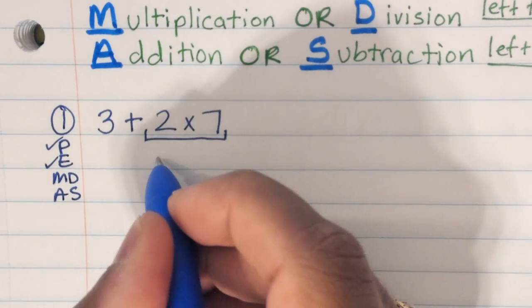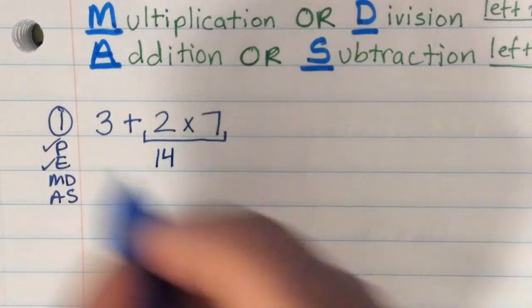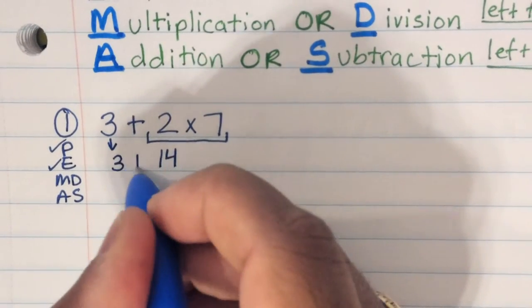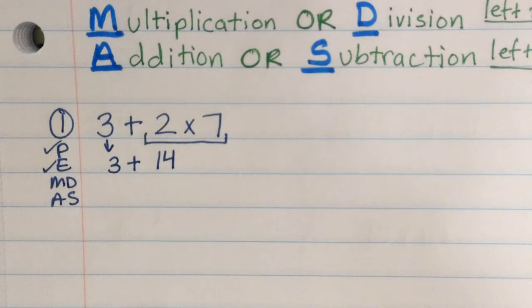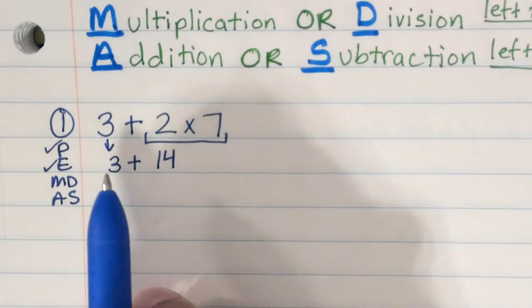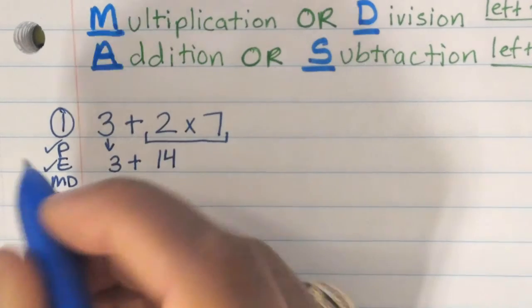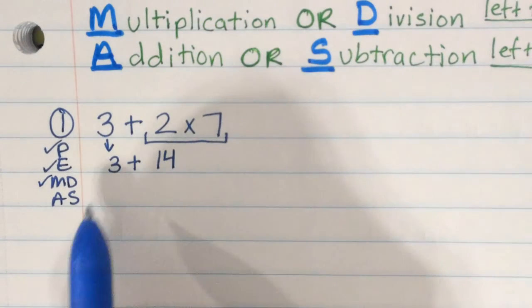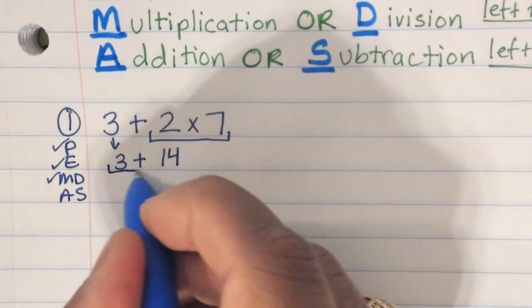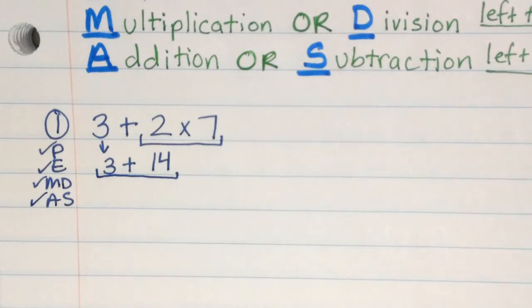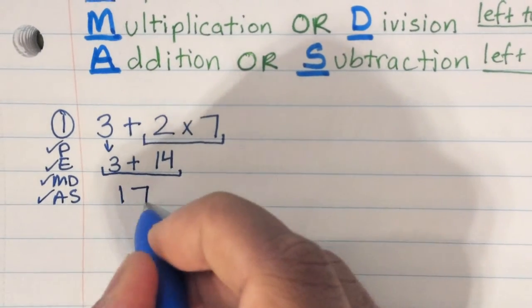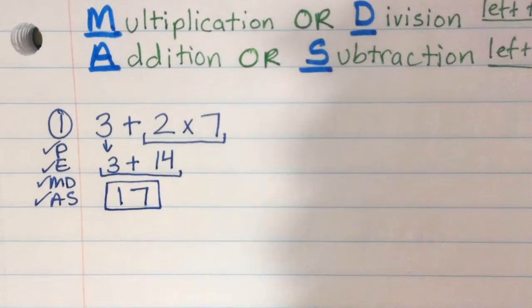So 2 times 7 gets me 14. Then we got to bring down the rest of our problem. So I bring down the 3 plus 14. I look again, is there any more multiplying or dividing? No, there's not. Is there adding or subtracting? Yes, there is. So I do my adding and subtracting. And for this question, we get 17 as our answer.